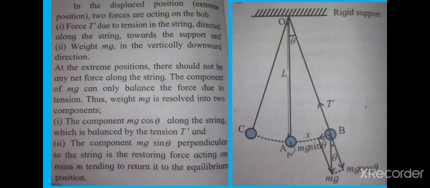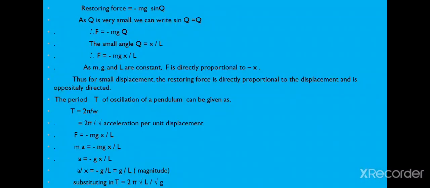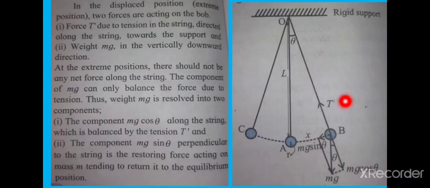In this diagram, m is the mass of the sphere, which is called the bob, and T' is the tension in the string. The pendulum remains in equilibrium position. This OA is the equilibrium position with the center of gravity of the bob.